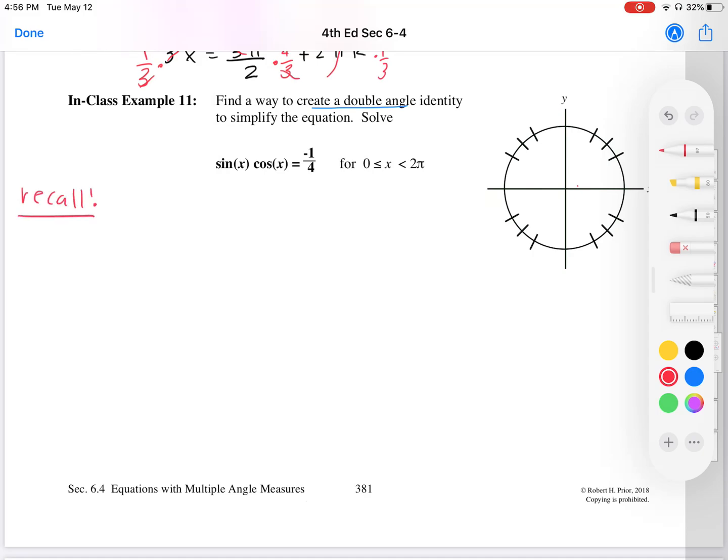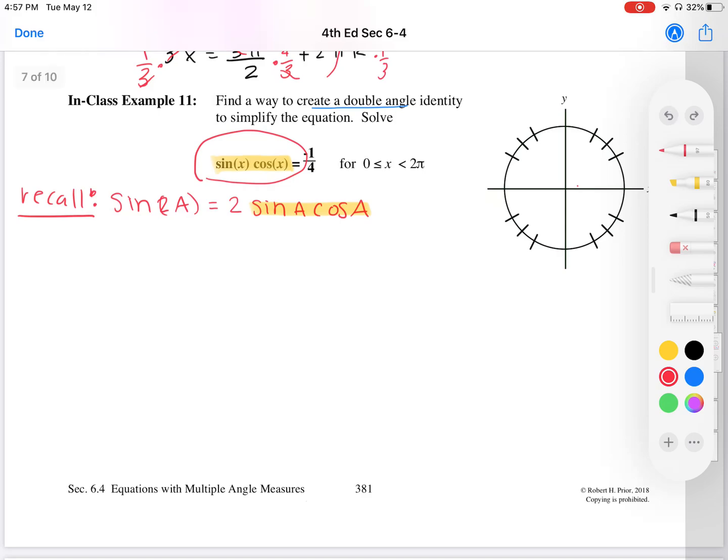Recall that sine of 2a is the same thing as 2 sine of a cosine of a. So it looks similar, right? I see that I have sine and cosine, but I'm missing that 2. I don't want to change the value of my problem, right? If I add a 2, that's a totally different problem.